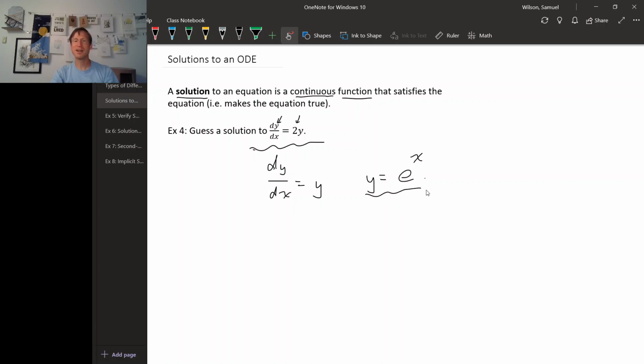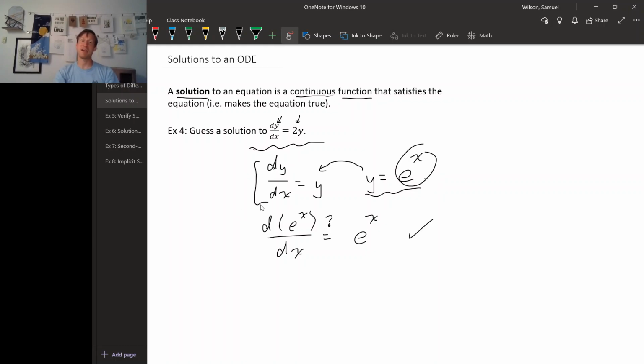Now that we have this in mind, we could check that this is a solution by plugging it into this equation. We would get the derivative of e to the x with respect to x equals, and we're going to check, is this equal to e to the x? And yes, it is. Those are equal. So e to the x really is a solution to dy dx equals y.